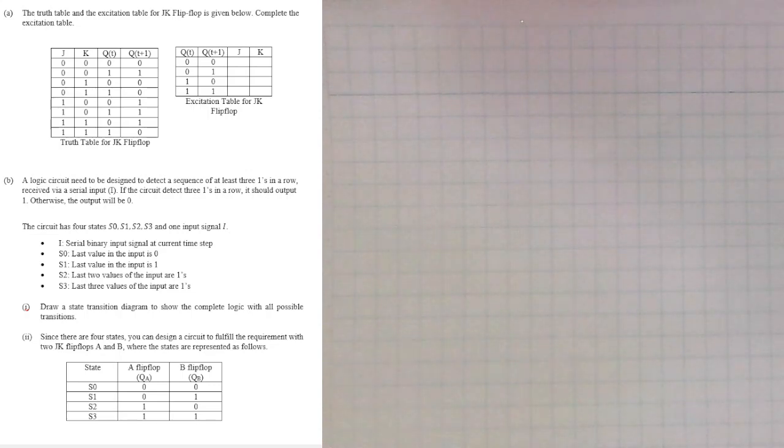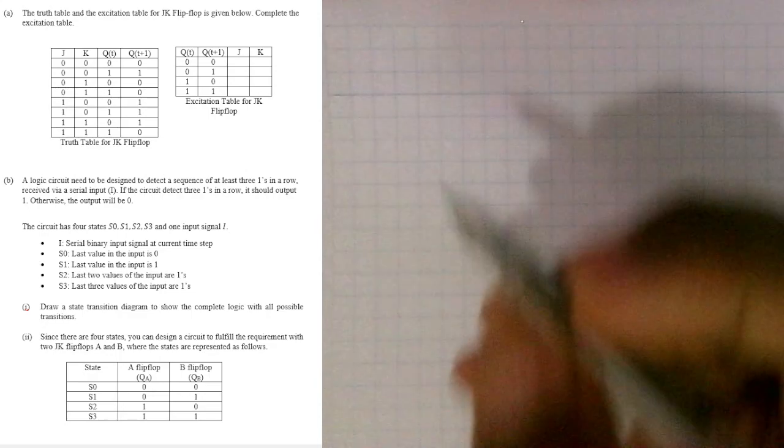Welcome. So we are going to look at some digital sequential logic circuit design tutorial or exam questions. This one is asking to construct a digital sequential logic circuit using a JK flip-flop. It starts with asking us to construct the excitation table based on the truth table. But to begin with, let's just go ahead and construct the truth table itself by ourselves.